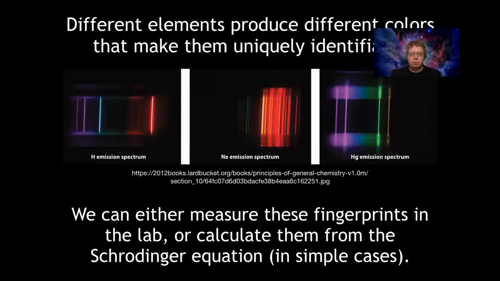And different elements produce different fingerprints that make them uniquely identifiable. All you have to do is take these elements, put them into a gas form, send electricity through them, and measure what the pattern is for each of these elements. Or you can even calculate them from the Schrodinger equation in simple cases. If you do this, you can figure out the pattern of any element, and therefore you can identify what some other object is made of based on the patterns in the light it emits. And that's exactly what we're going to do for the sun.